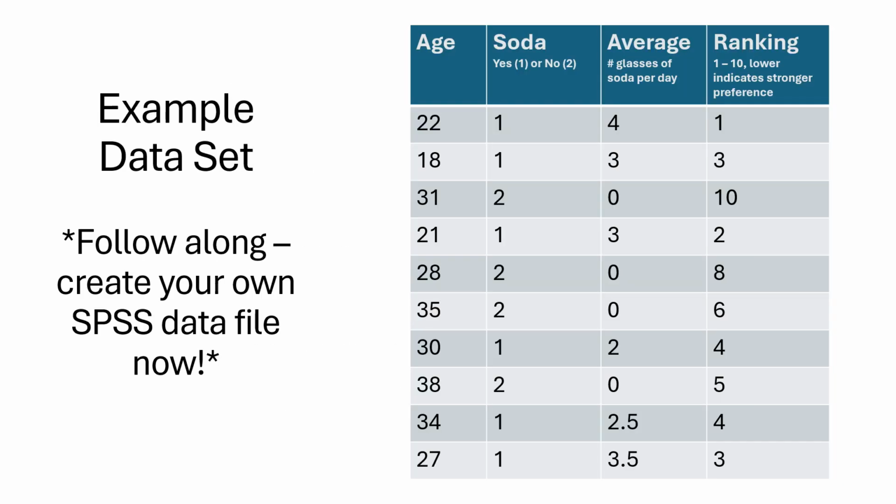So here's the example data set. You want to go ahead and just pause the lecture here and enter this data into SPSS as shown. So in data view, you will only be entering these numbers in the 4 columns, and then you'll go to variable view and name them age, soda, average, and ranking. You can check your data entry by going to the next slide, but you do want to go ahead and create an SPSS data file to follow along on the SPSS presentations.